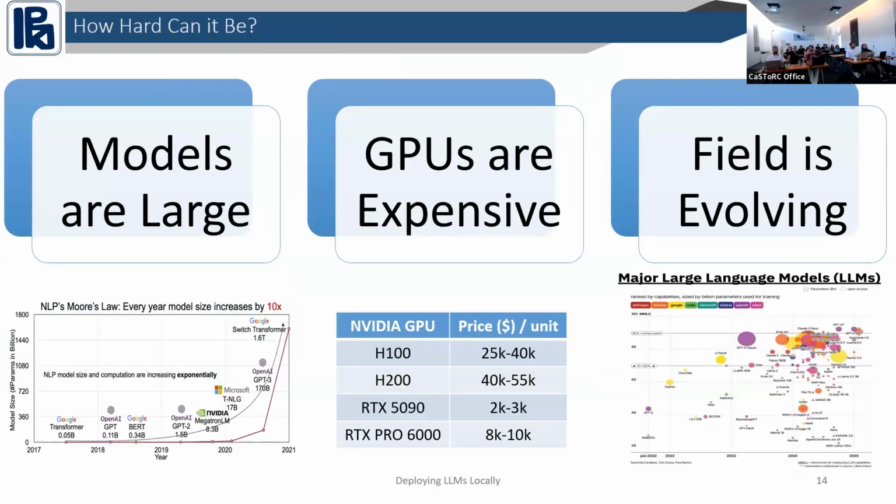On the other side, GPU prices are super expensive. If you want to buy one H200, be prepared to pay 30 to 35,000 euros. Okay, just for one GPU. And the field is still evolving, and is evolving quite fast, right? And these are the three main issues that you have to deal with when you want to host centrally and locally.